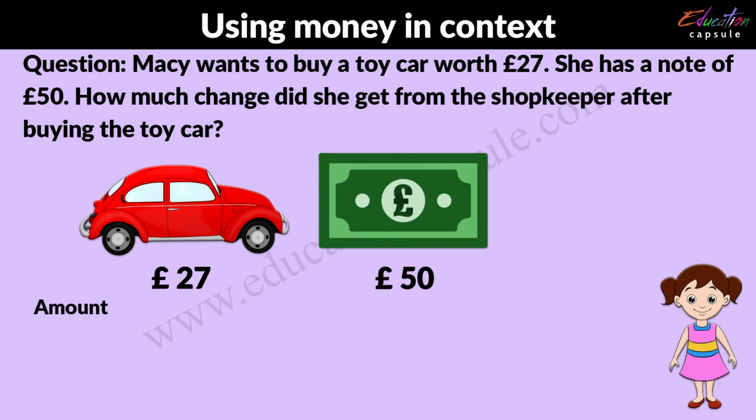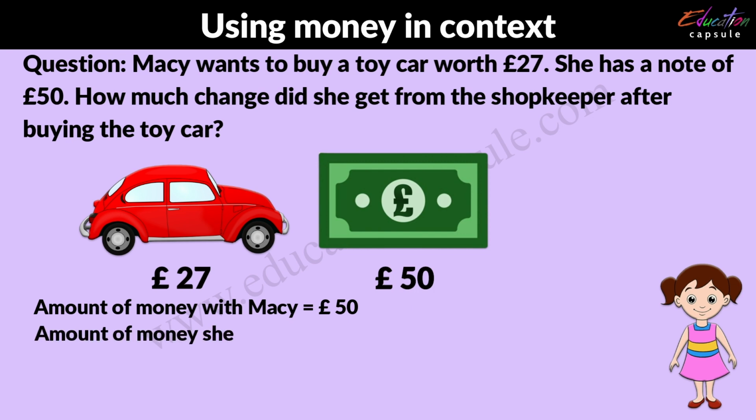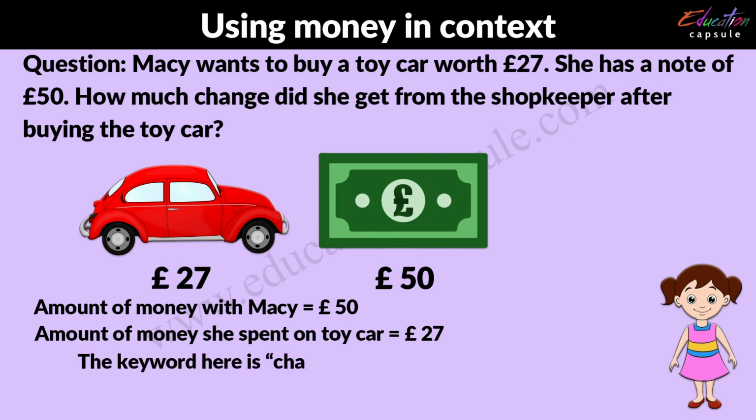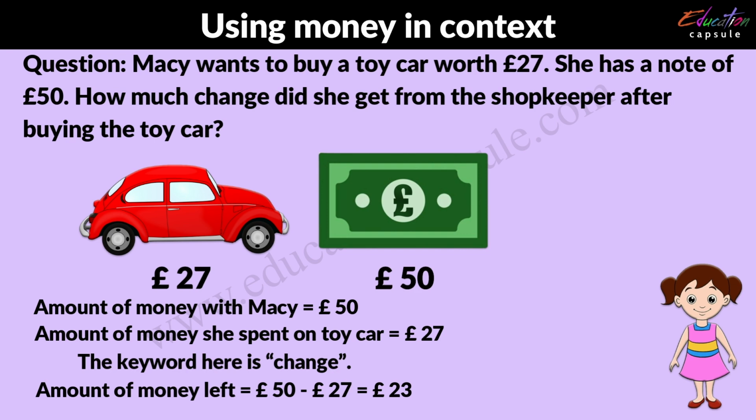So the amount of money with Macy is equal to £50. The amount of money she spent on the toy car is equal to £27. The key word here is change. That means we need to take away or subtract. So £50 take away £27 gives your answer as £23.